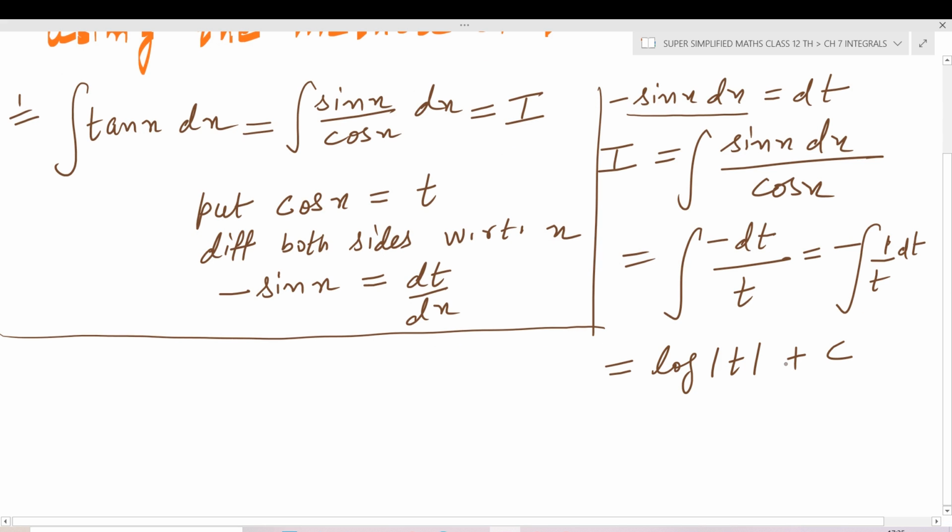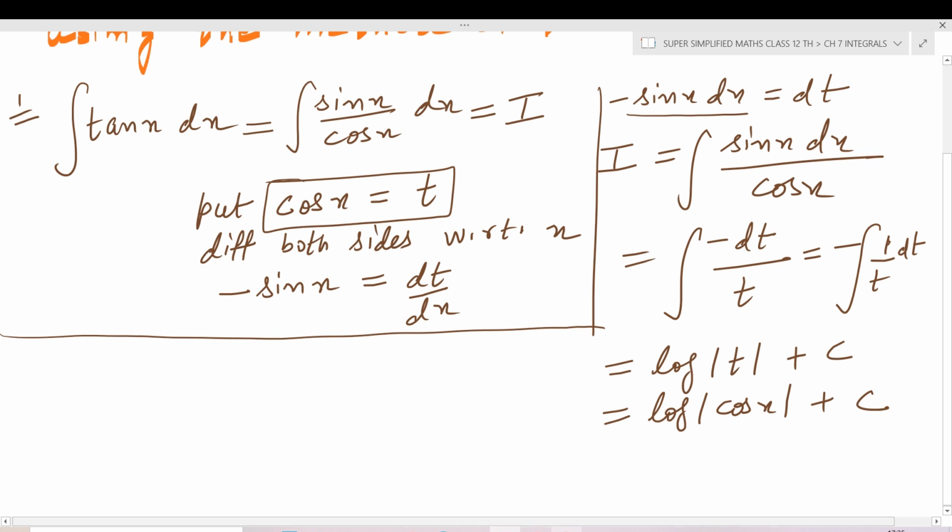Now we have integrated in the variable t. After that we substitute back t, and we know that the value of t was cos x. So the answer is log mod cos x plus the constant of integration. So this is how we can integrate tan x.